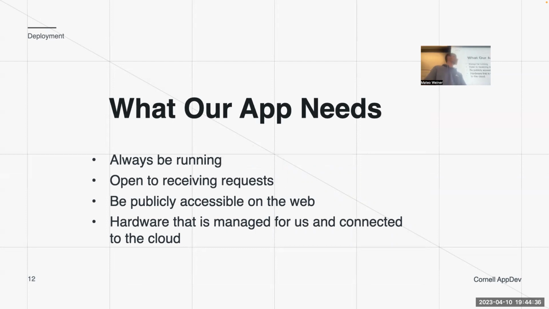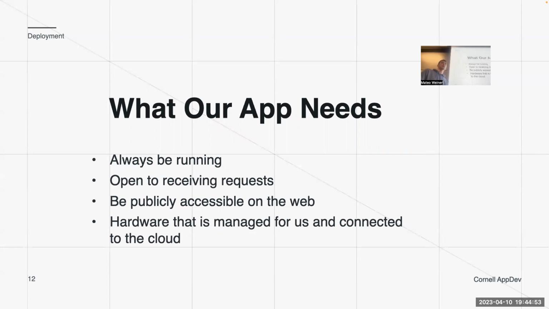So what does our app need? And these are specific for any app that we would want to run. We want it to always be running. And so this also goes with being open to receiving requests at all times. We want to be able to ping our server. We don't want to have downtime where you have to use our computer for something else. We want it to just always be up so you can ping it whenever.